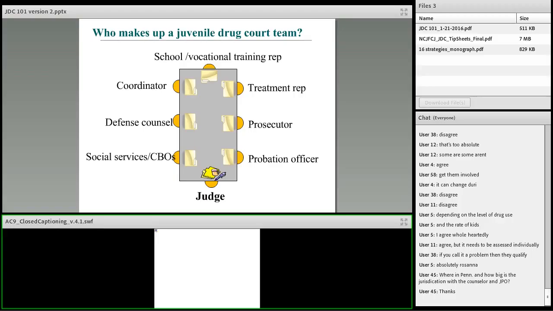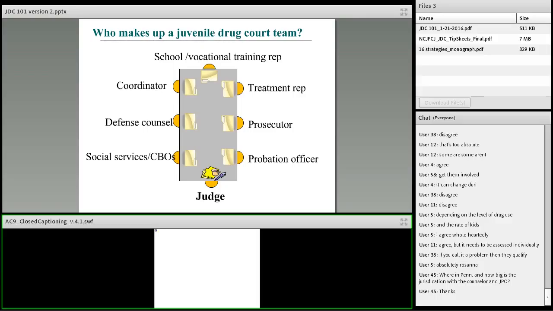He or she oversees the activities of the team, conducts quality assurance of each team member, maintains client data, remains informed regarding budgetary concerns, and coordinates services from all of the different folks around the table, and then community providers as well. The prosecutor often serves as the gatekeeper and selects the youth who will be referred to the drug court program. They obtain prior criminal histories, they participate in team meetings, and attend non-adversarial court proceedings.